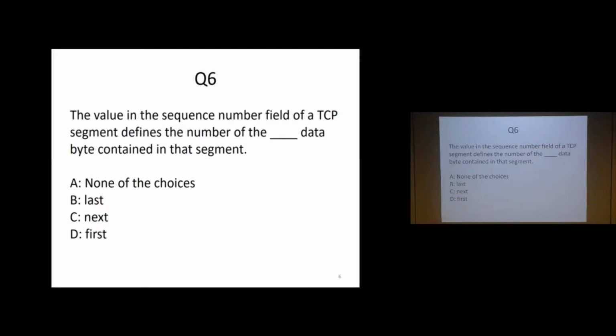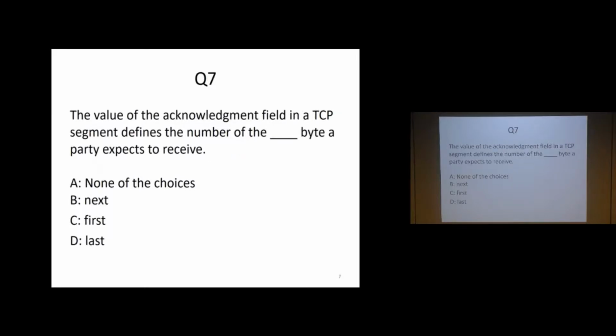What's the most obvious thing? What's the most natural thing? Yeah? First, yes. And that's what it is. If you're going to represent this whole sequence by one number, I'm going to represent it by the first number. That tells me the starting point. Okay? The number of the first byte. So here, this is the first byte.